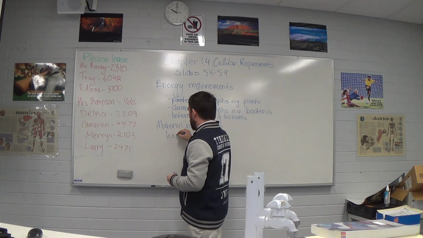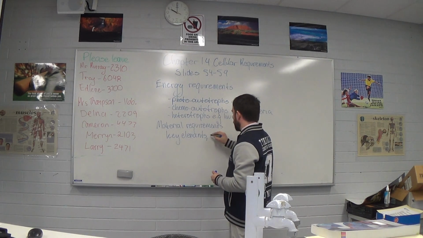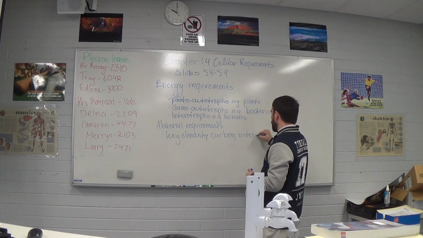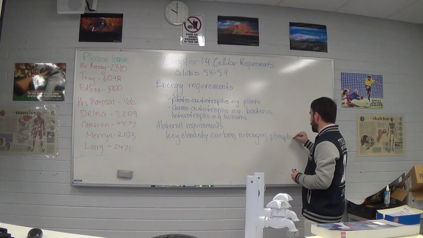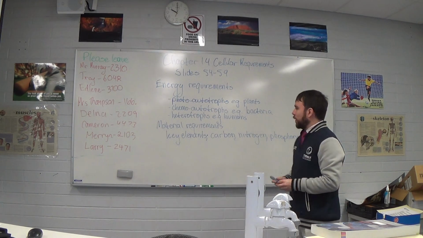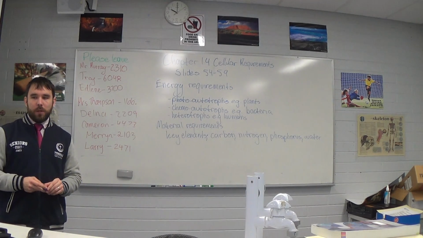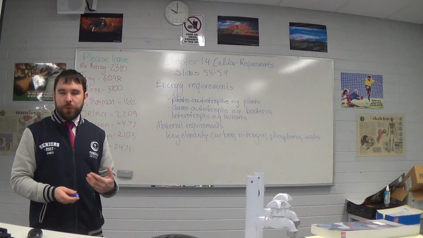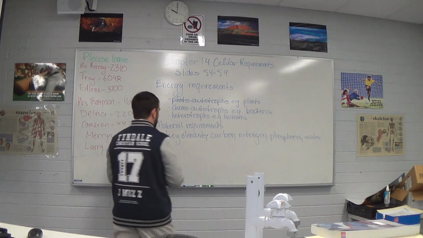With our material requirements though, there are some key elements: carbon, nitrogen, phosphorus, water. Those are our key elements. Without those, we're not going to be able to make the molecules that we need to make. There are also a variety of trace elements. Trace elements differ depending on the type of organism, but they're going to be things like metals and vitamins.